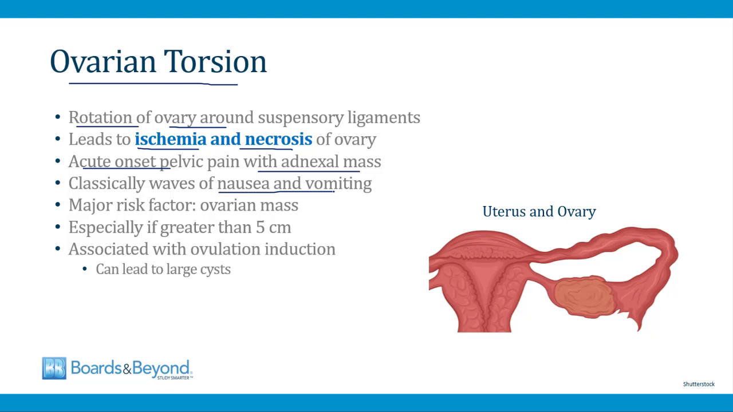The reason I'm talking about it in this video is because the major risk factor is an ovarian mass, especially if the mass is greater than 5 centimeters. When there's a mass like this in the ovary, it makes it much easier for ovarian torsion to occur. This can also happen to women who have ovulation induction as part of a fertility treatment. Ovulation induction can lead to large cysts, and those make it more likely that ovarian torsion will occur.